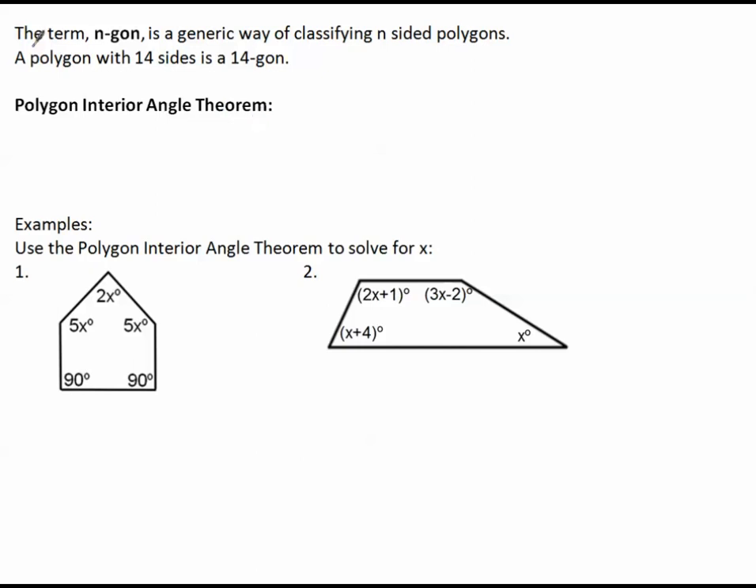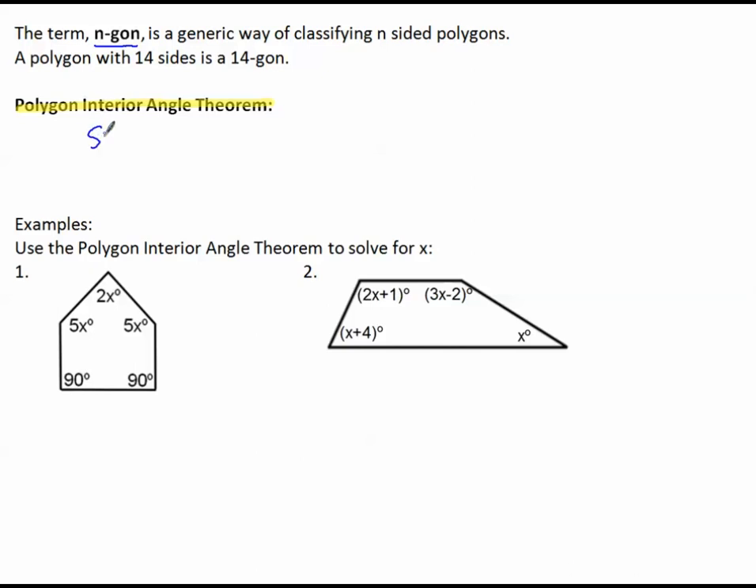First, let's make sure we all understand that the term n-gon is a generic way of classifying n-sided polygons. A polygon with 14 sides is a 14-gon. That's just what we're going to call it when we don't have a name for it. The polygon interior angle theorem is very useful for a lot of things that we need to do, especially finding angles in polygons and using that information.